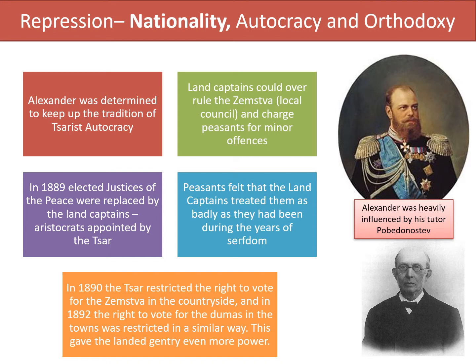In 1890, the Tsar then restricted the right to vote for these local councils in the countryside, and 2 years later the right to vote for the Duma in the towns was restricted in a similar way. The Duma is very similar to these local councils, almost like a pseudo parliament if we compare it to what we are maybe used to in Britain. This pretty much gave the gentry, this upper class of people, even more power because they could now basically do what they wanted, and that again meant that there was more opposition starting to grow, which was a major issue.